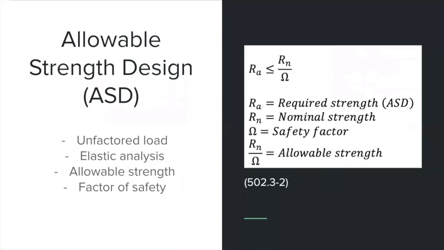So in the code, it mentioned two methods of design analysis. For allowable strength design, this uses unfactored load combinations. As previously mentioned, the required strength is designed by elastic analysis, and the resulting value in this design is called allowable strength. To account for overload or understrength, a factor of safety is applied to reduce the nominal resistance of a structural member to a fraction of its tangible capacity. The general format for an allowable stress design has the form of this equation right here, where R sub A is the required strength.